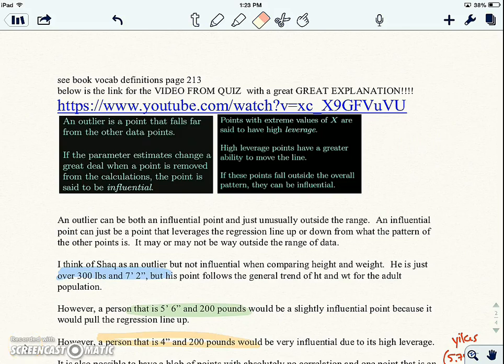Okay, so the book definitions are on page 213, and you should have read the chapter that explains them. Read them again if you need to.